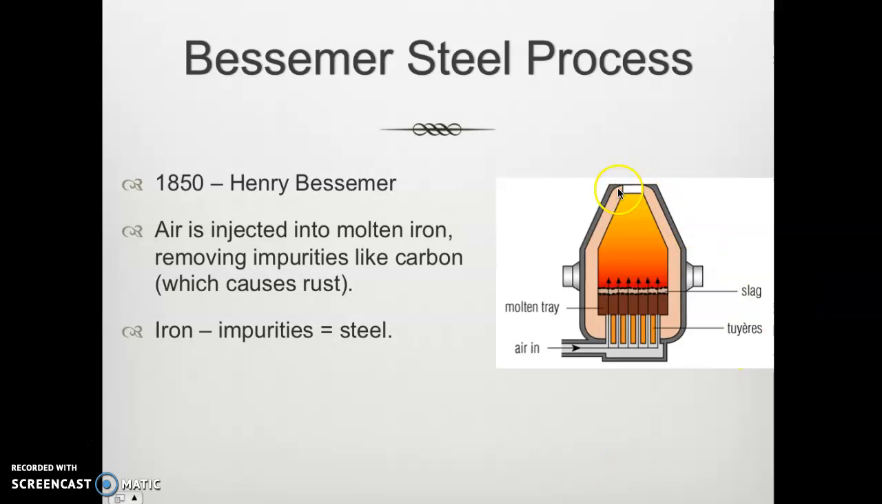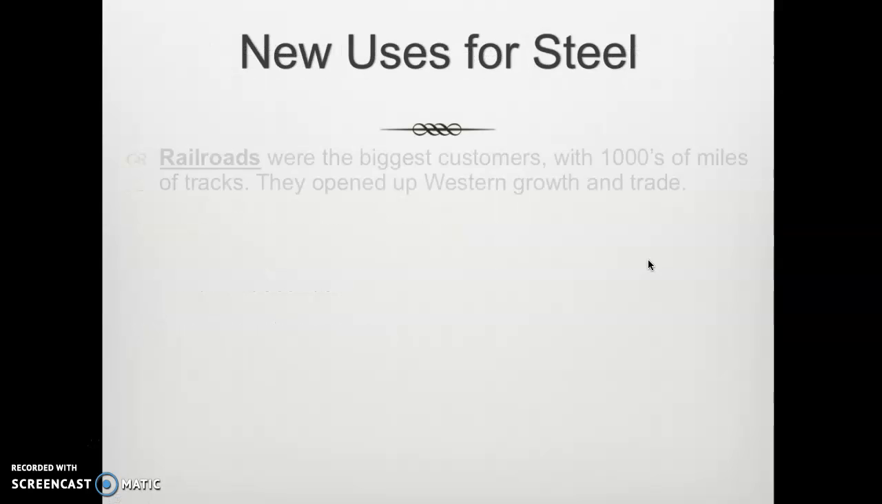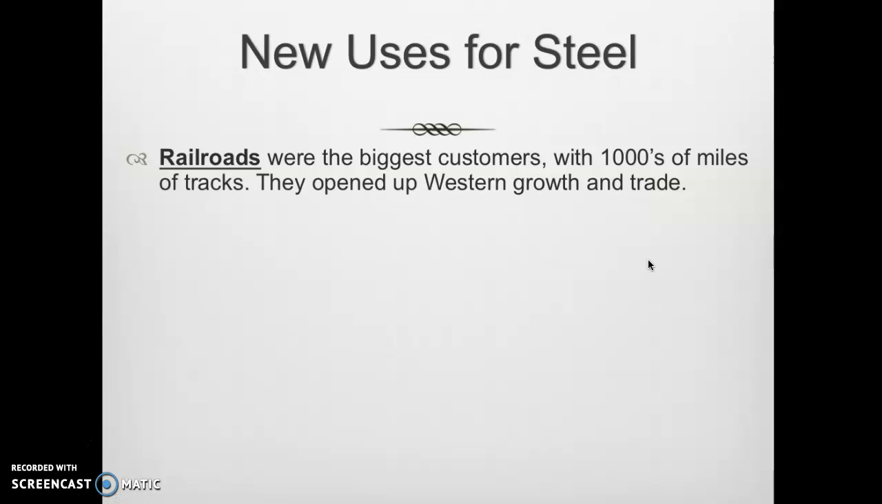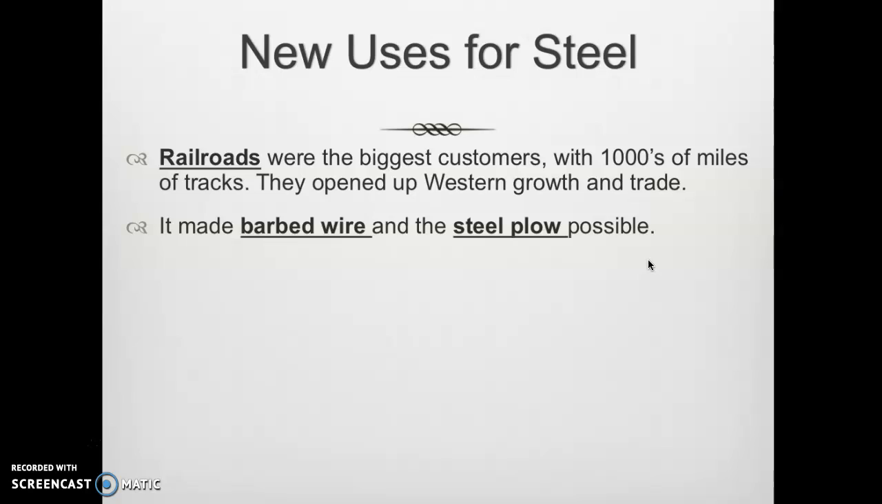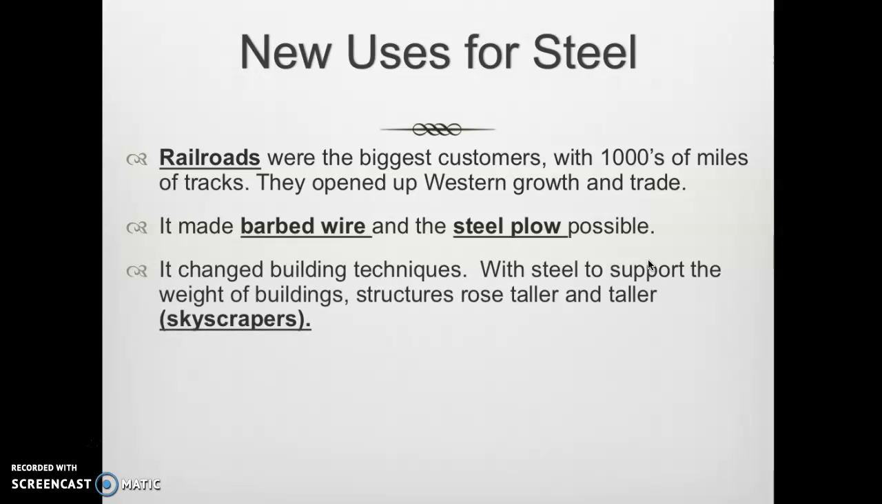Here you can see the tray where you'd pour in the iron blocks and melt them down, and when you put air in the bottom, this carbonic matter, slag, comes to the bottom, and you are left with much more pure metal. And when you can have that strong metal, you can then use it to build things like railroad tracks. The railroads were the single biggest customer for American steel, but it also developed things like barbed wire and the steel plow, which transformed farming, especially in the western areas that were being opened up by the railroads.